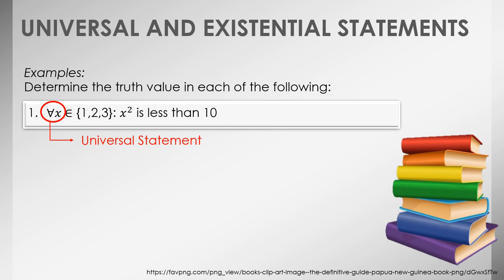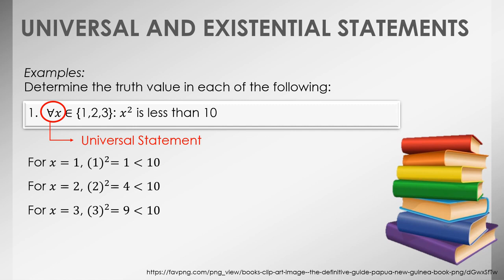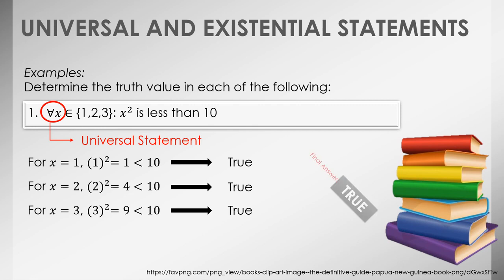So, since it is a universal statement, for it to be true, we must show that the property applies or is true to all values of x. In the given statement, the values given for x are 1, 2, and 3. Substituting these values to the statement x squared is less than 10, we have this. Note that as seen in the calculation, all the resulting values of x squared are less than 10. Hence, for every value of x, the statement is true. Thus, since the property applies or is true to all values of x, the given universal statement is true.